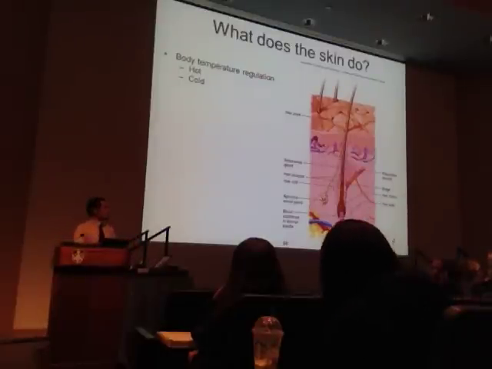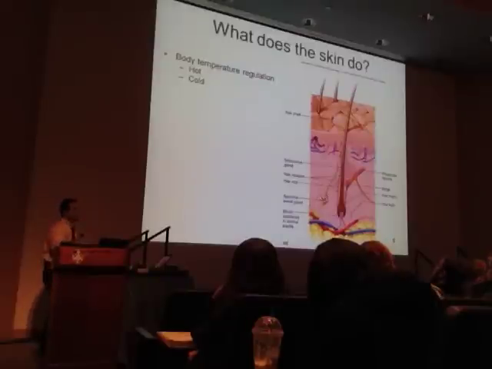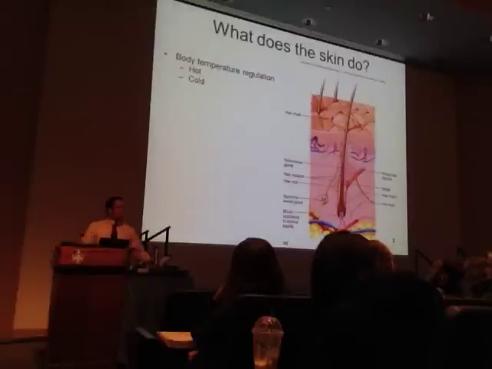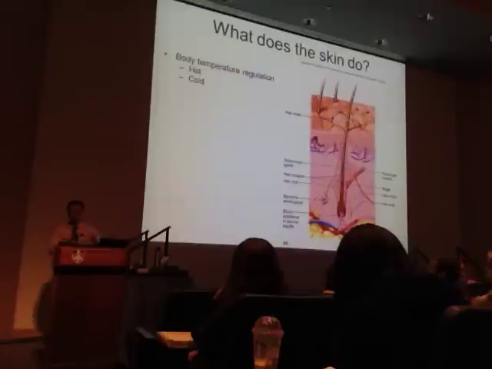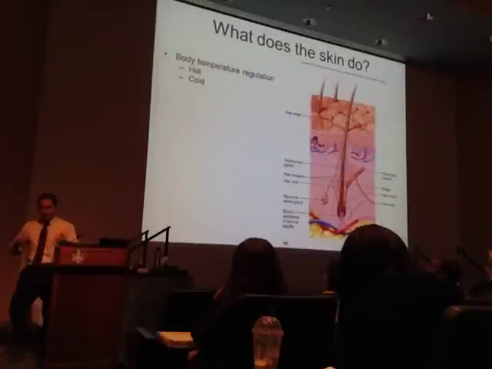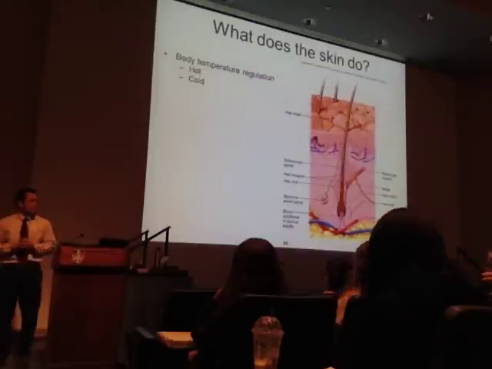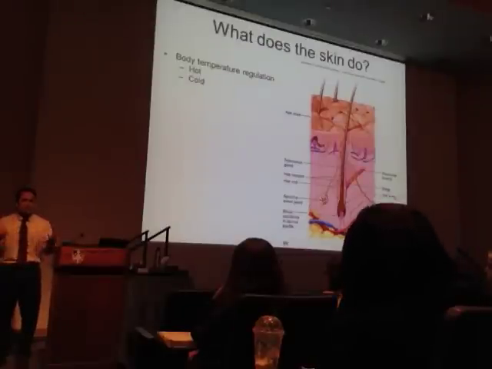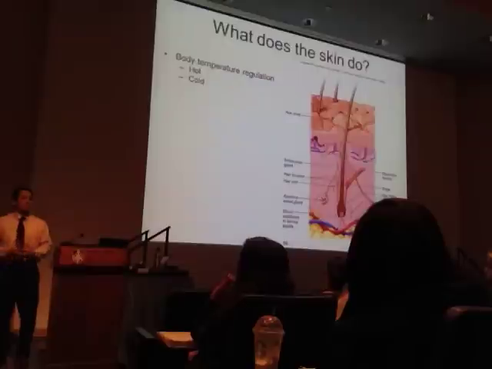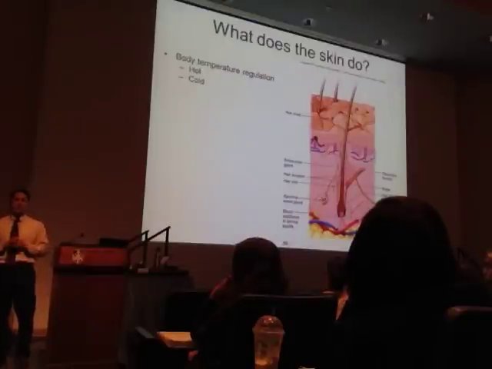Now, if you're cold, what do you do? You vasoconstrict and you shunt blood away from the surface of the skin or the organ, and you move it into the core to preserve the heat. And that's why when you're cold, your extremities are really cold, and your feet and your hands may turn blue, because you're not getting adequate amounts of blood flow. You're trying to conserve that heat.